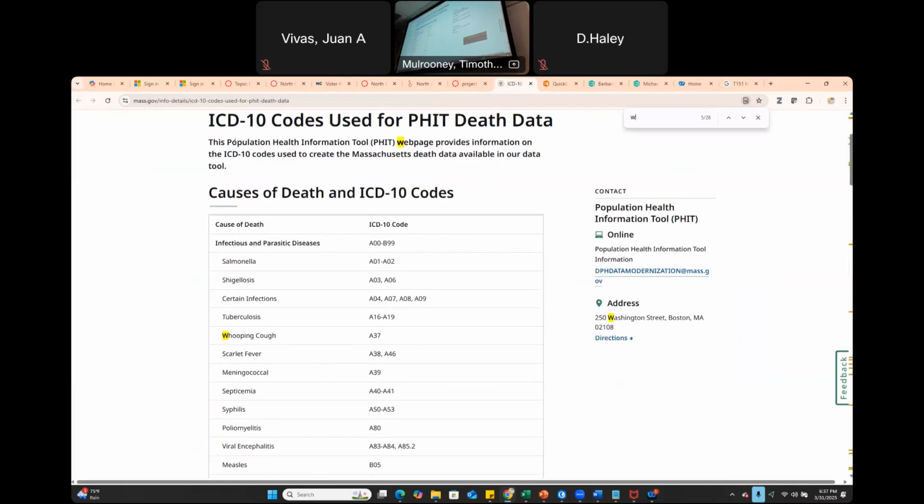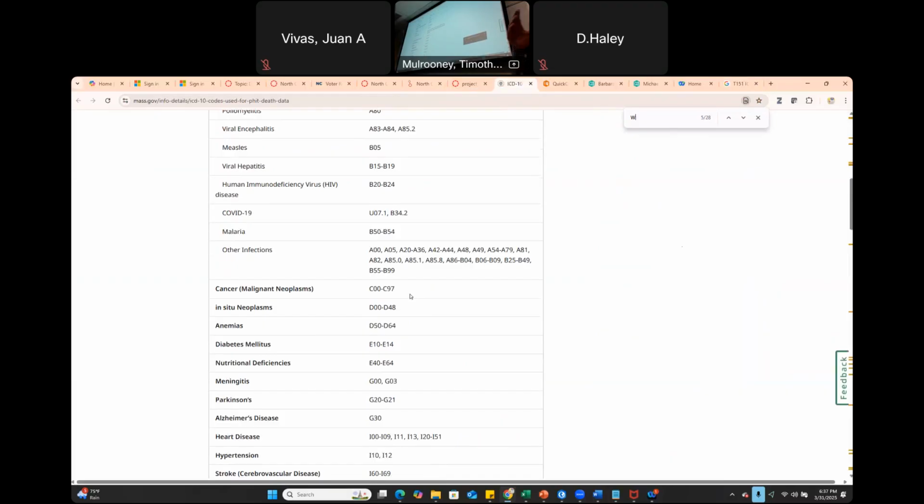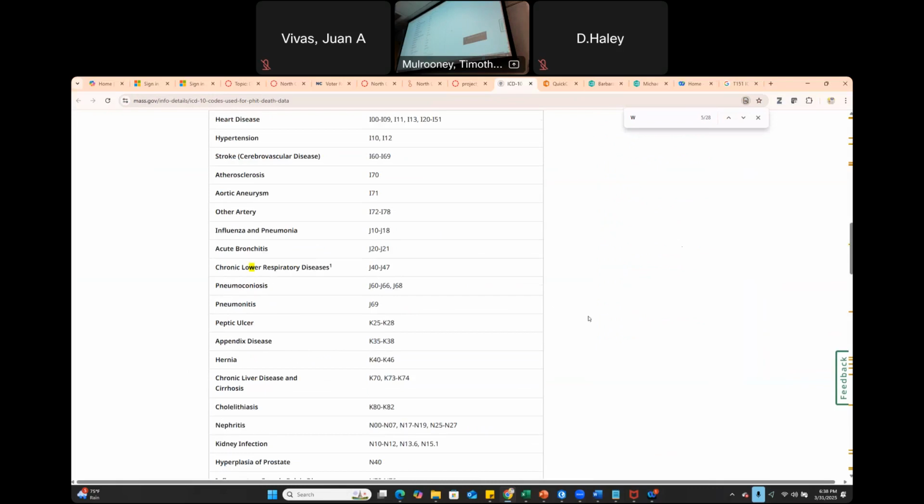Population Health Information Tool. And so these are the different ICD codes. Typically, anything that starts with the letter C is cancer. So what you died of. So we saw that poor 3-year-old all the way up at the top died of a drowning. T67. So these are the general categories.